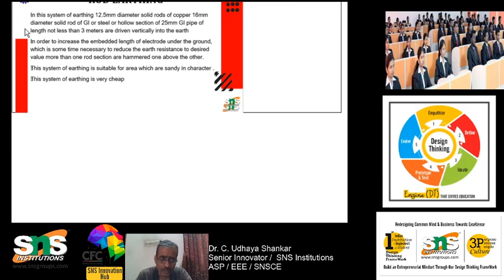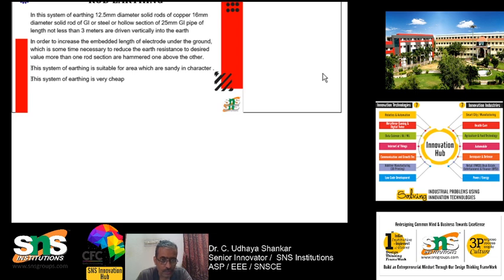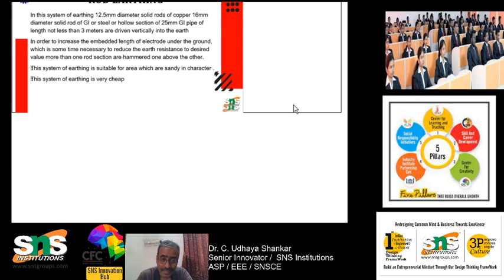So the next one is rod earthing. In this system of earthing, solid rods of copper of 12.5 millimeter diameter, or solid rods of 16 millimeter diameter, or a 25 millimeter GI pipe of length 3 meters, can be driven vertically into the earth. In order to increase the embedded length of the electrode under the ground, which is sometimes necessary to reduce the earth resistance to the desired value, more than one rod section can be hammered in one above another. This system of earthing is suitable for areas which are sandy in character, and it is very cheap.